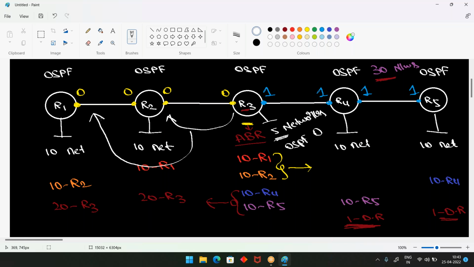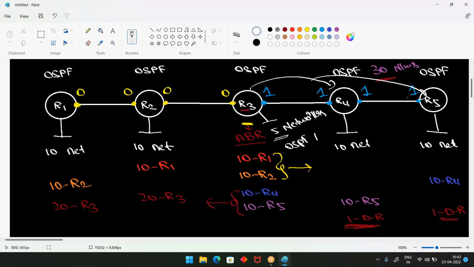Getting my point here? Clear. Suppose now you advertise these 5 networks into area 1. Now R3 will share these 5 networks to R4 as well and R5 as well.